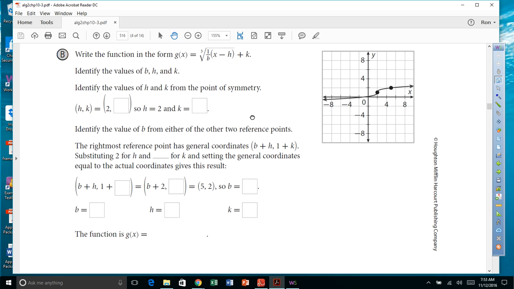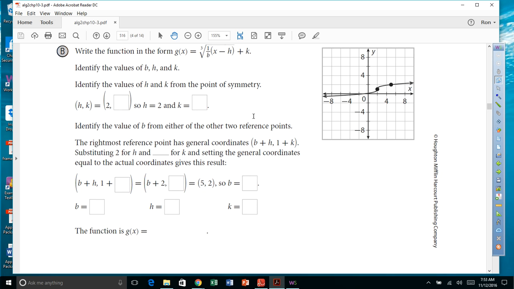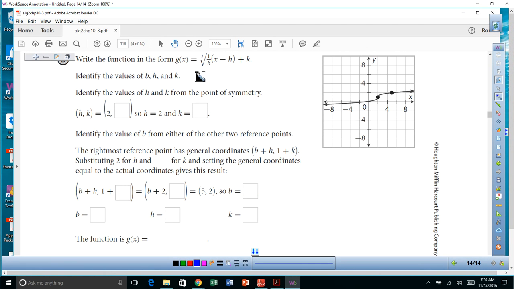Write the function in the form g of x equals the cube root of 1 over b times x minus h plus k. Identify the values of b, h, and k. So let's see here. Identify the values of h and k from the point of symmetry. So let's look at it. Where is the point of symmetry?